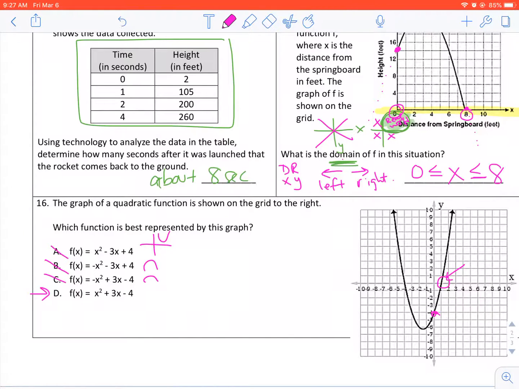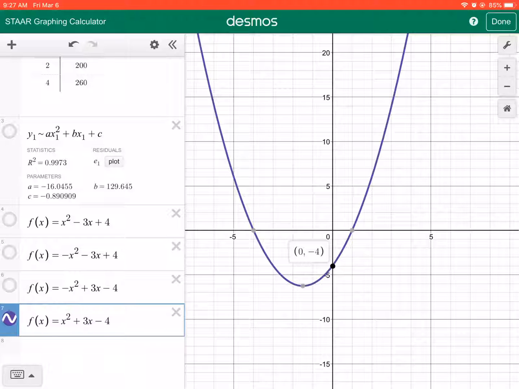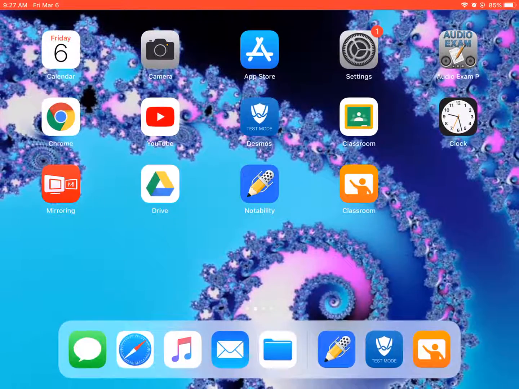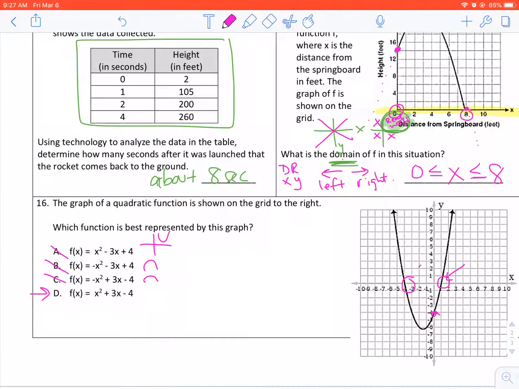Okay. So let's go check to see if it crosses at a positive 1 on the x-axis. Does it cross at a positive 1? Yes. And then let's go check this one. Does it cross at a negative 4 on the x-axis? Did it cross at a negative 4 on the x-axis? Yes. So by checking a couple of those points, we can see that answer choice D is correct.